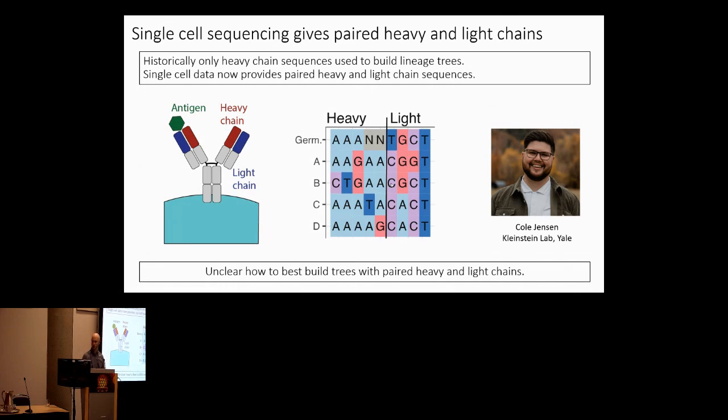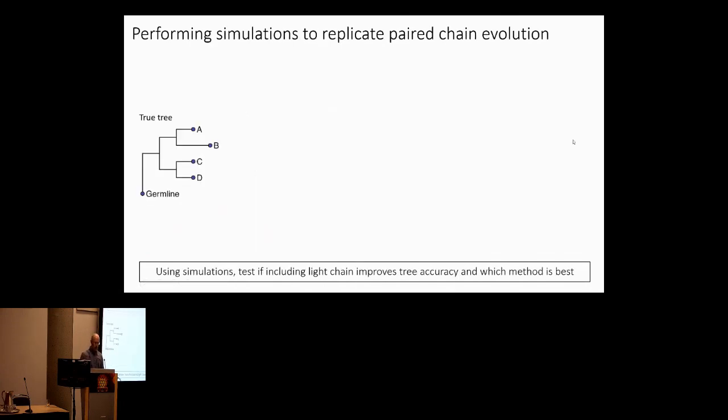better B-cell lineage trees? And I should say this work was headed up by Cole Jensen, who is a PhD student in the Kleinstein lab at Yale. The overall design of this study is to perform simulations that replicate paired chain B-cell evolution, build lineage trees, and then see which method best recapitulates the true tree.